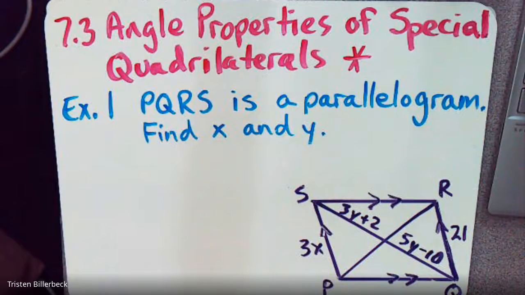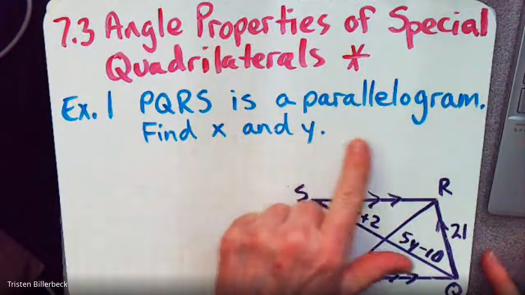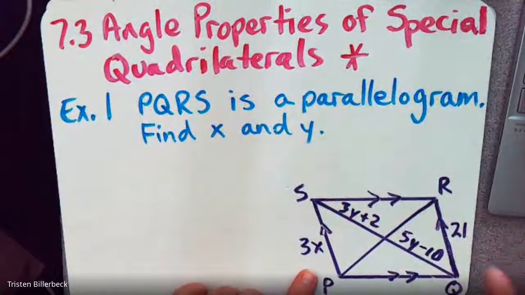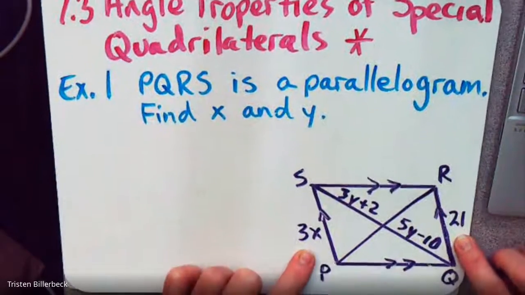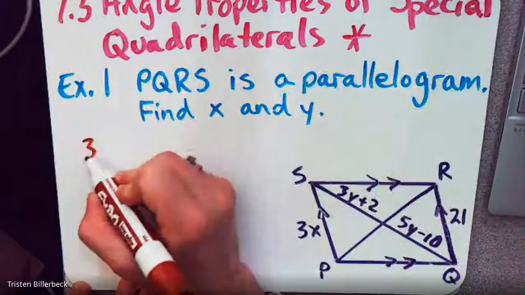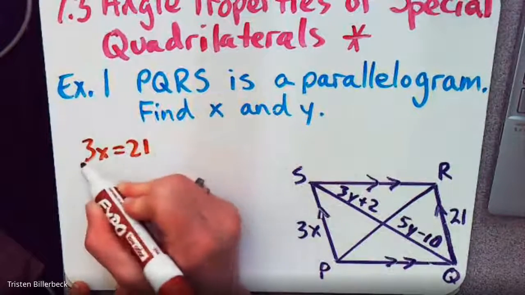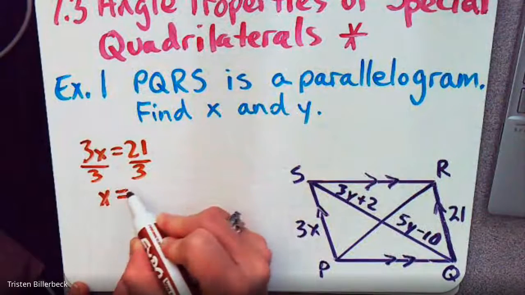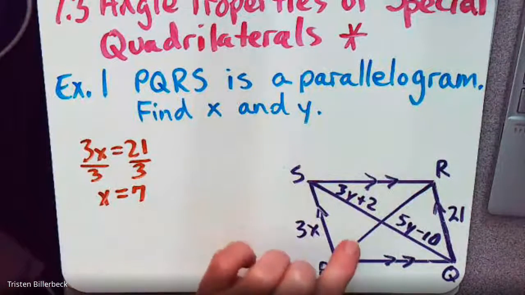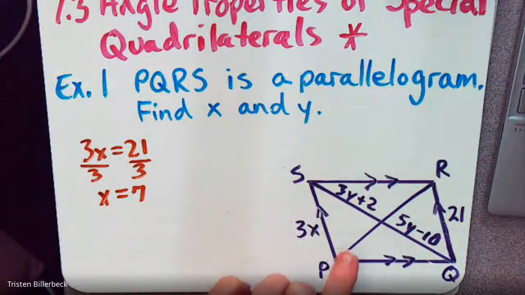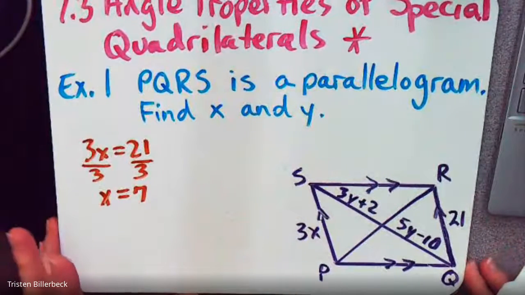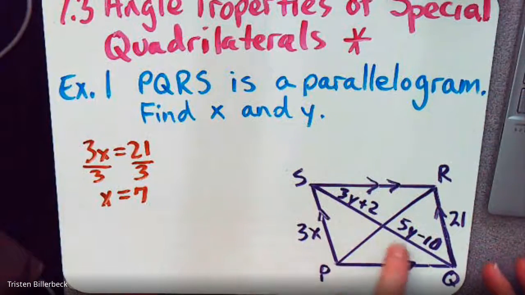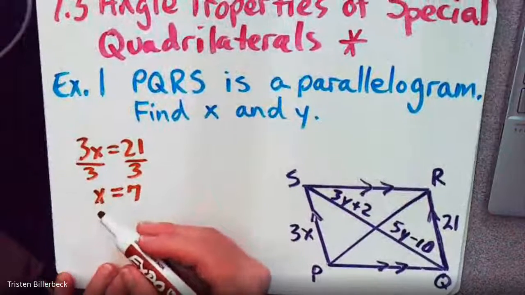PQRS is a parallelogram, so we want to find x and y. We know that the opposite sides of a parallelogram are equal, so we can set up 3x equals 21. Divide by 3 to get x by itself, and we get x equals 7. We also know that the diagonals bisect each other, which means bi is 2 and sect means cut. So bisect means to cut in two, which means this equals that. So we're going to set that up.